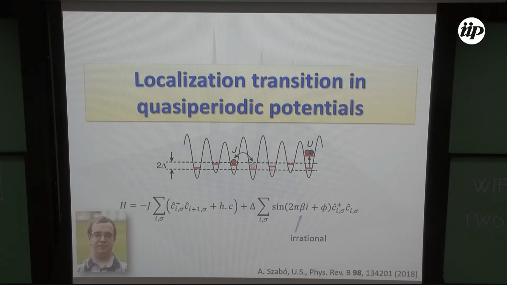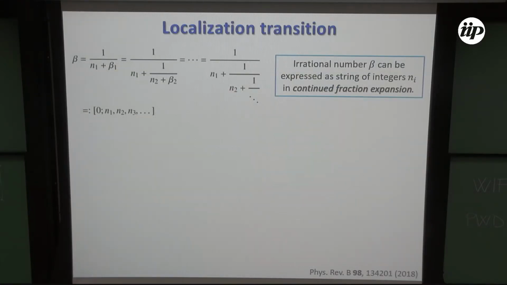And what we found is actually rather interesting, so I wanted to just give you a flavor of it. The key to understanding all of this is really this irrational number beta. And every irrational number you can express in a very good and meaningful way as a string of integers in a so-called continued fraction expansion.